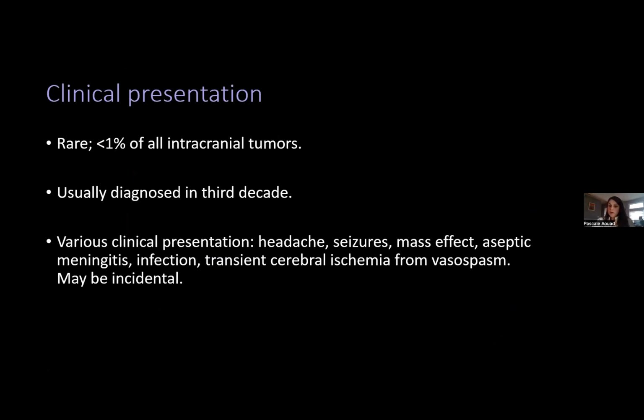infection, especially with dermoid cysts associated with a dermal sinus tract. And we can even have transient cerebral ischemia from vasospasm in case of ruptured dermoid cyst with the fat droplets extending into the subarachnoid spaces.